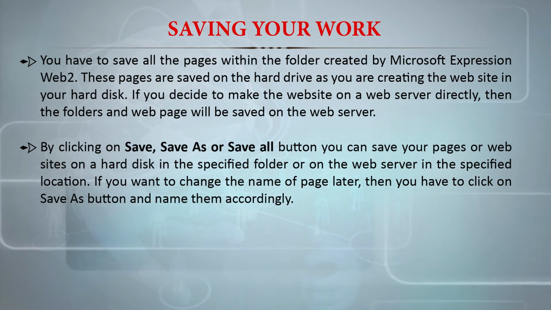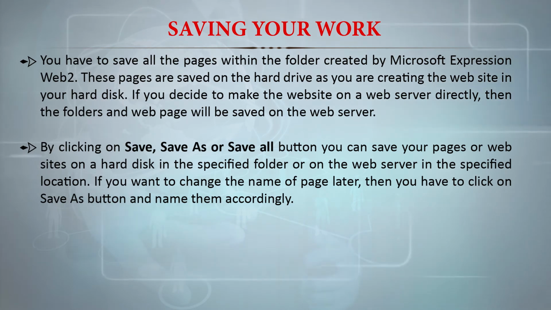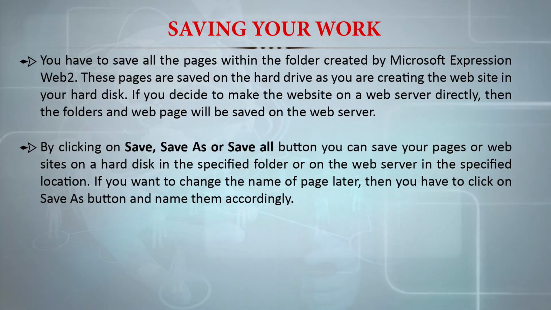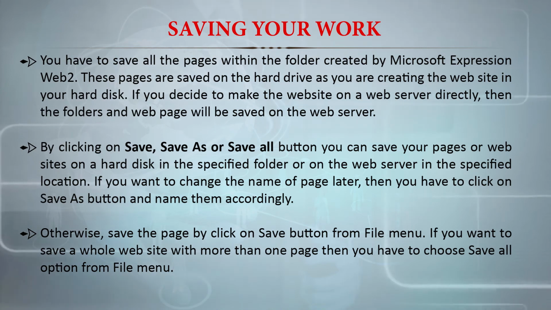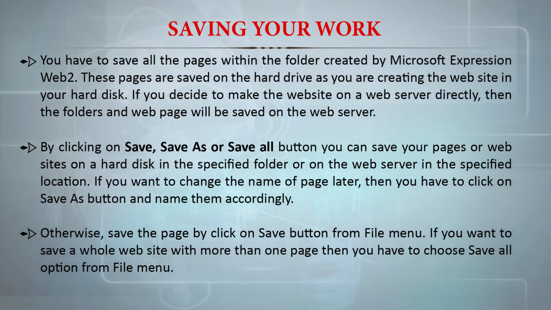If you want to change the name of a page later, then you have to click on the Save As button and name them accordingly. Otherwise, save the page by clicking on the Save button from the File menu. If you want to save a whole website with more than one web page, then you have to choose the Save All option from the File menu.